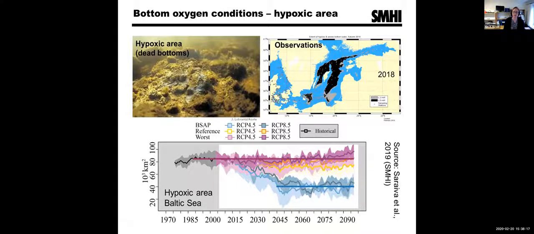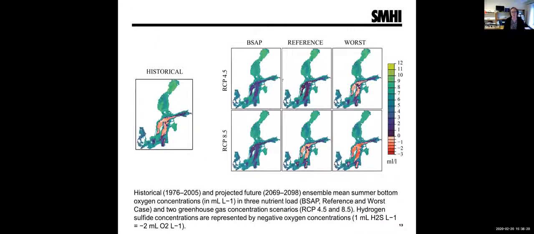This can also be seen in this way, where we have this historical period to the left here. It's kind of a large extent of hypoxic area. Pink and red is oxygen lower than 0, thus no oxygen, while blue is low oxygen and green is better. And on the top row here, we have the RCP 4.5, and on the lower row we have 8.5. And from left to right, we have the nutrient scenarios.